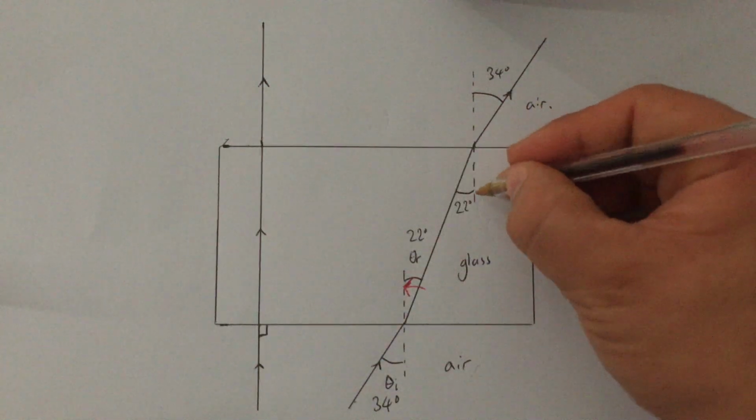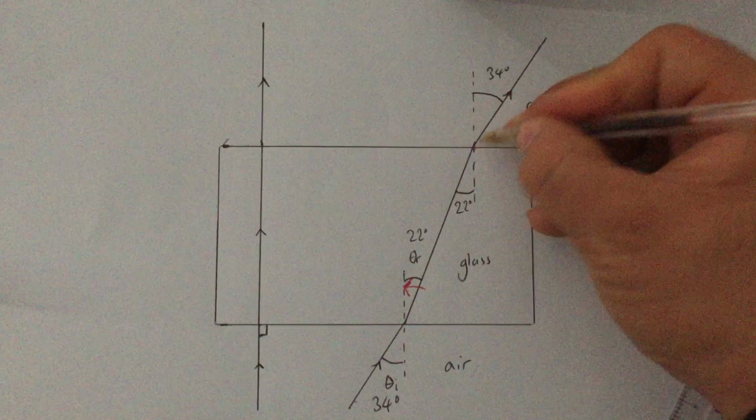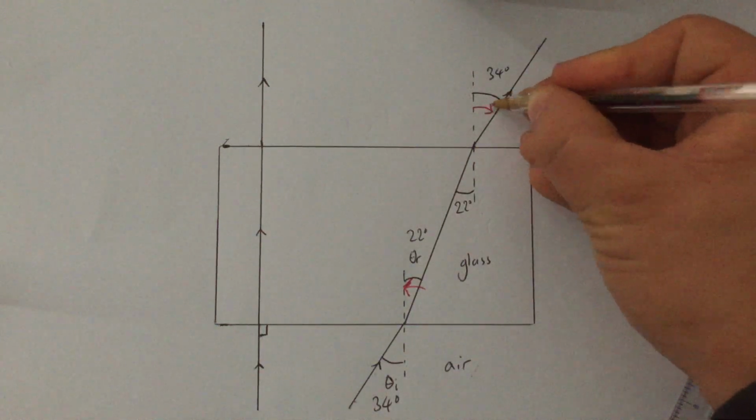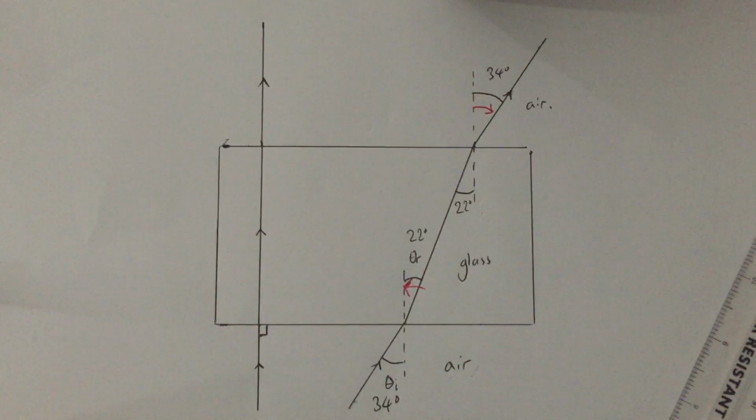When it goes from a material that's more dense, like glass, into air, which is less dense, then the ray of light bends away from the normal and the angle gets bigger. And that pattern happens in all situations where we have refraction.